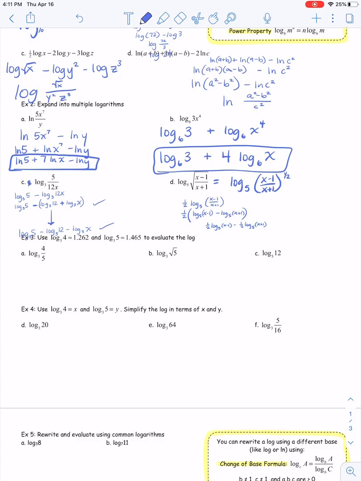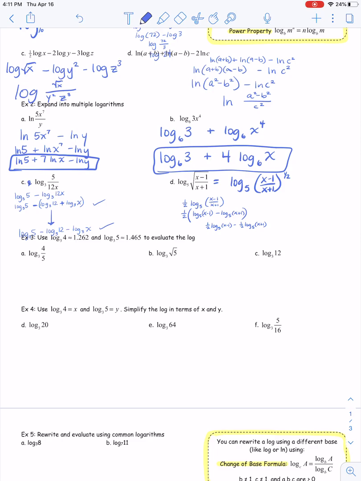So now we want to use approximations to actually evaluate. It tells me in the directions for example 3 that the log base 3 of 4 is approximately 1.262 and the log base 3 of 5 is approximately 1.465. So we're going to use those approximations to actually evaluate the log. We're still going to be applying our product property, our quotient property, our power property, because in a sense, we need to make whatever's given to us in the form of either log base 3 of 4 or log base 3 of 5, because those are the only approximations that we know. Okay, and we're doing this without a calculator.